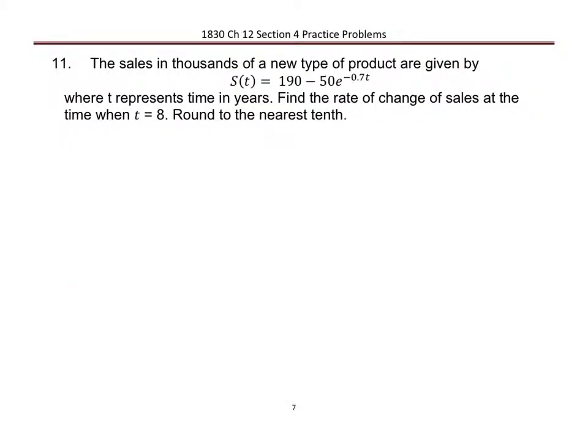Problem number 11 is an application problem. When you have an application problem and you are given a specific value for the variable, which we are here, then it is perfectly okay, unless I ask to see the formula for s prime of t in this case, to use nDeriv, because I'm only asking you here to find the rate of change of sales. And this is your sales.